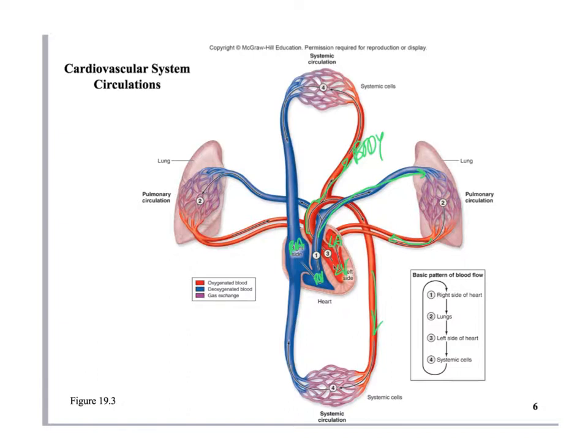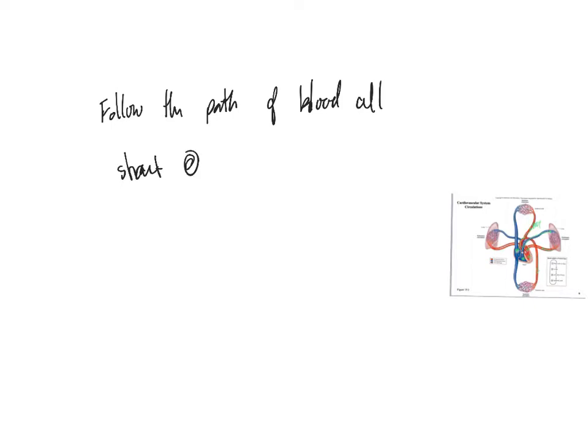I'm going to give you 3 minutes. I want you to follow the path of a blood cell. Where do we want to start? Pick a point. Joe, pick a point. Right ventricle, okay. Starting at the right ventricle and ending at the right ventricle.